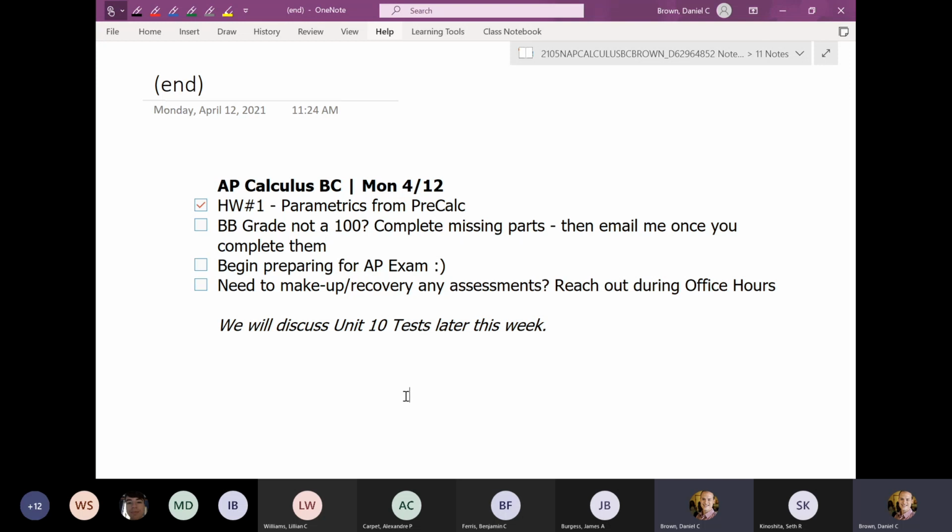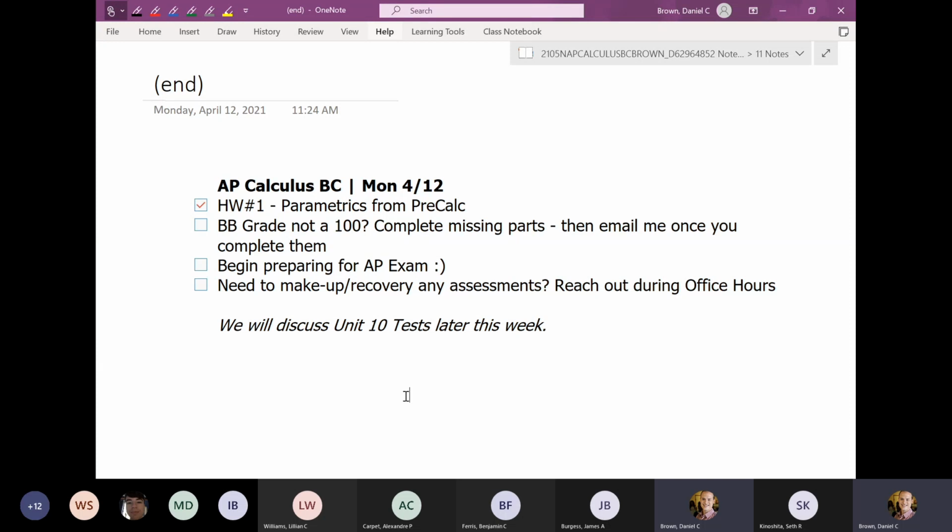Try to get that done today, just because it's going to make the calculus part go a little more smoothly. Other things you can be working on, you do have some extended office hours today, so I hope you make use of them. If your briefcase binder grade is not a 100, go back and complete all the missing parts. That grade can always be a 100. It is one of your summatives.